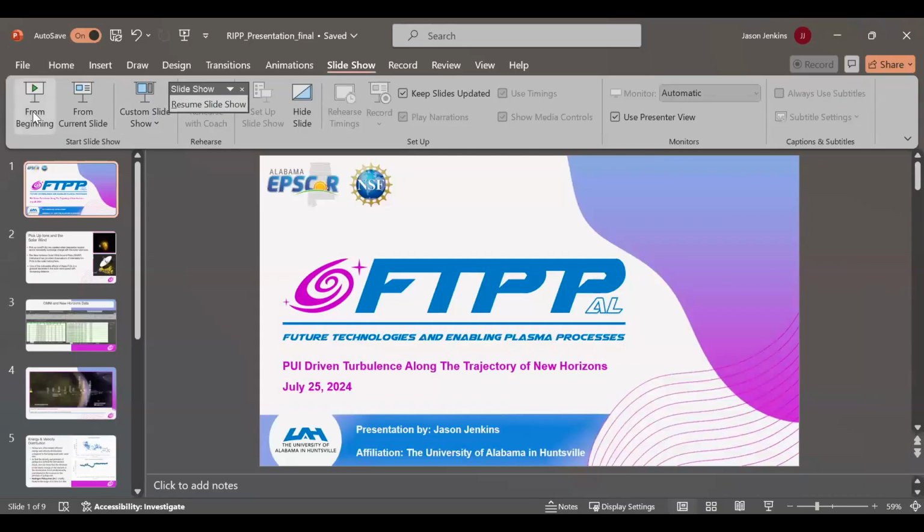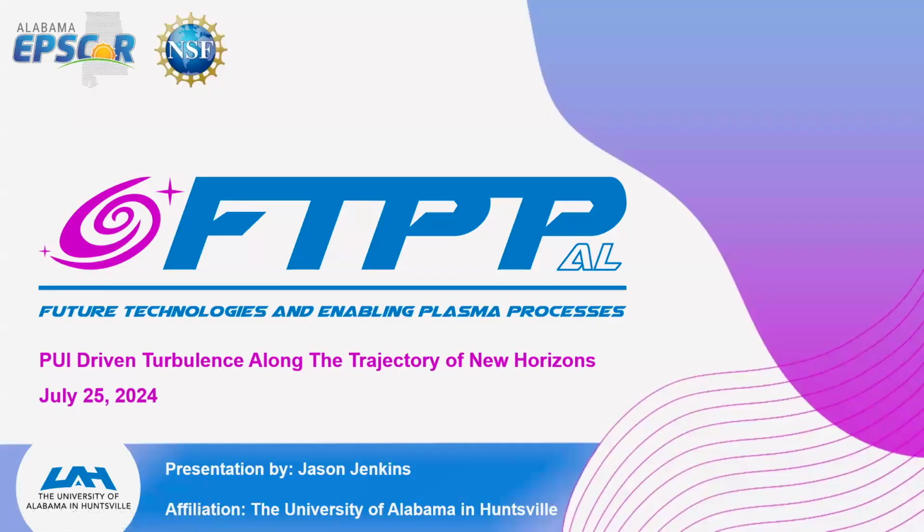Good afternoon, everyone. My name is Jason Jenkins, and this is the research that I did over the summer with the FTPP, Future Technologies Enabling Plasma Processes. I worked with Dr. Laxman Adhikari on PUI-driven turbulence along the trajectory of New Horizons.